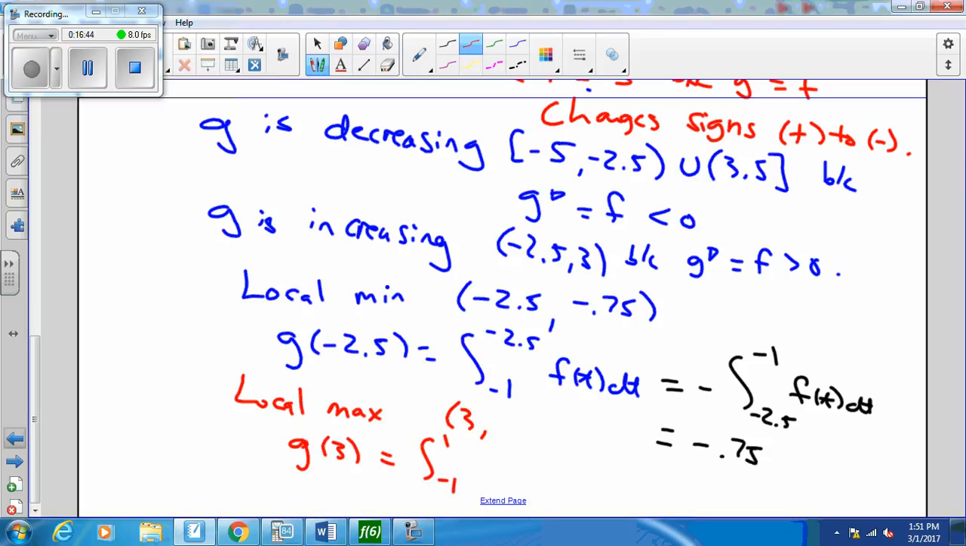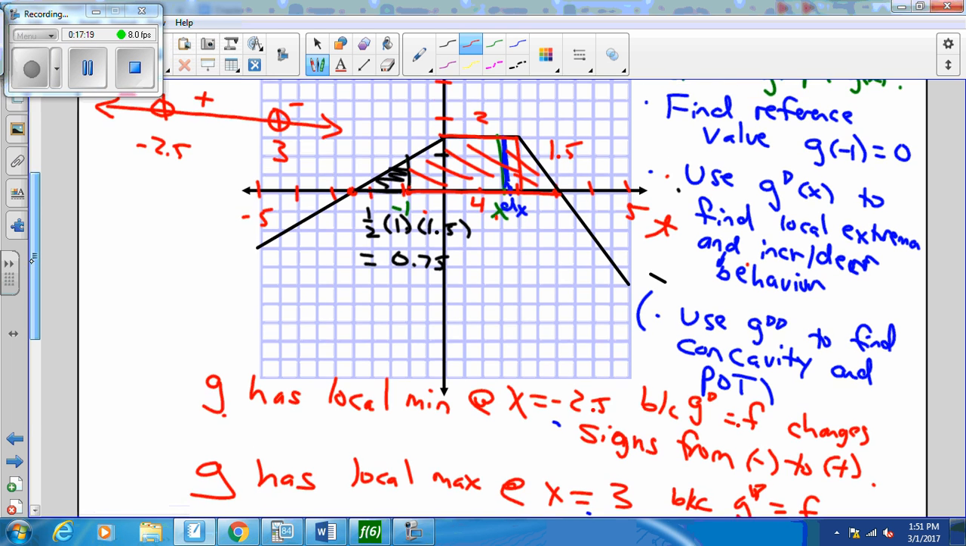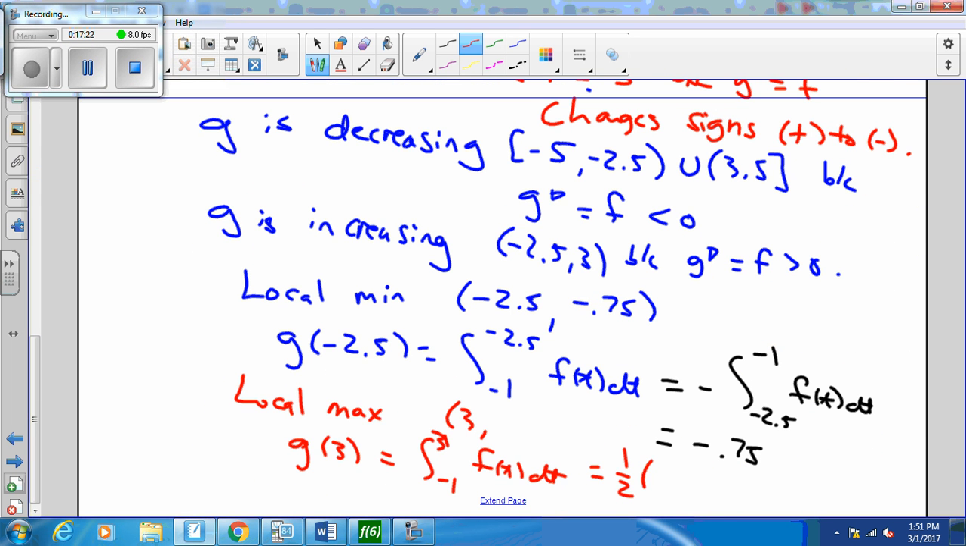For my local max, I have an x value of 3, and so I can actually compute the value g of 3, integrating from negative 1 to 3 of f of t dt. Come back to my graph, negative 1 out to 1, 2, 3, right here. I'm looking at all this net signed area, and I've got a special shape, a trapezoid, which has a base of 4, and has a base of 2, and has a height of 1.5. And so its area is going to be a half for the average of the bases times the height, which is going to be equal to 4.5. So this gives me now a y value for my local max.